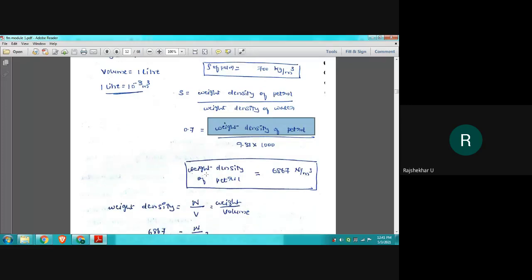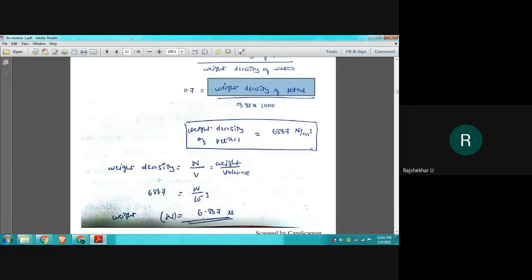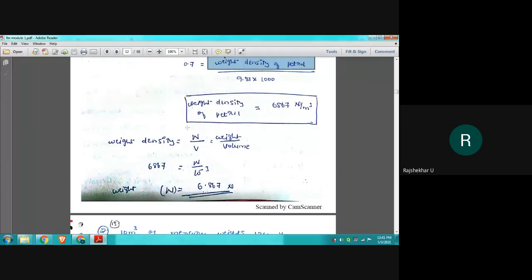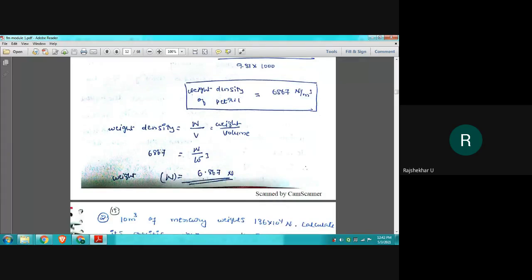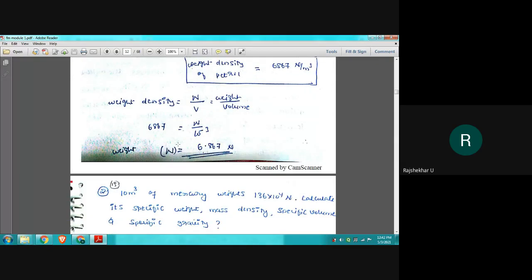So that is the weight density of petrol, 6867. Further, we know weight density is equal to weight upon volume, or what you were told earlier, specific weight is weight upon volume. So substituting the specific weight and the volume of 1 liter of petrol, which is 10 power minus 3, we will get the weight of the petrol in Newton, which is 6.867 Newtons.